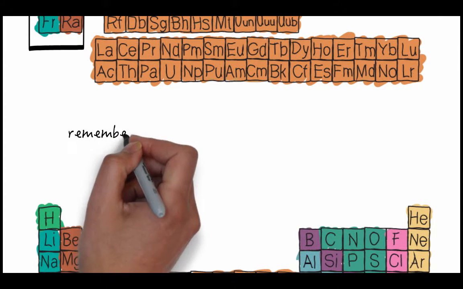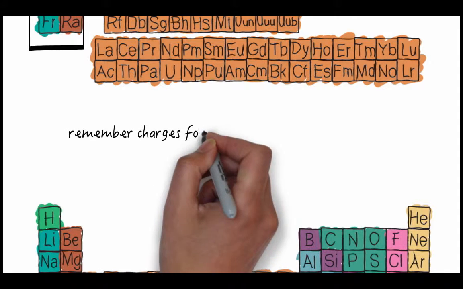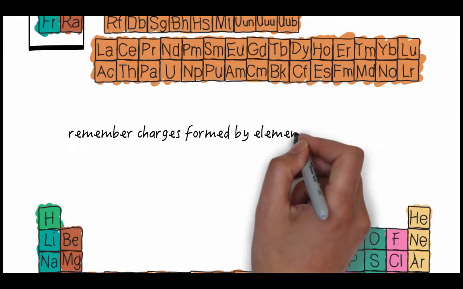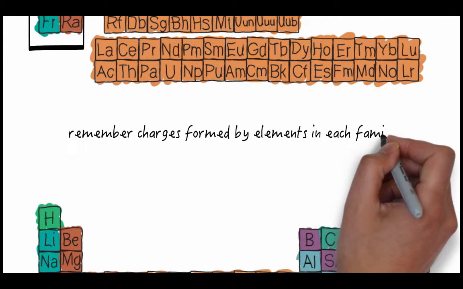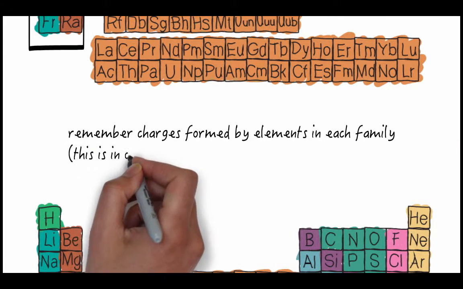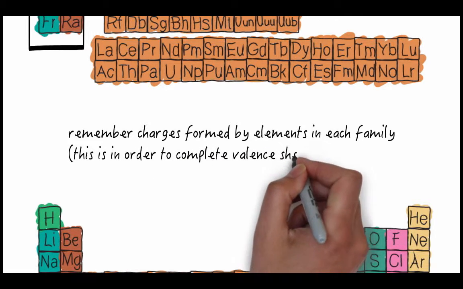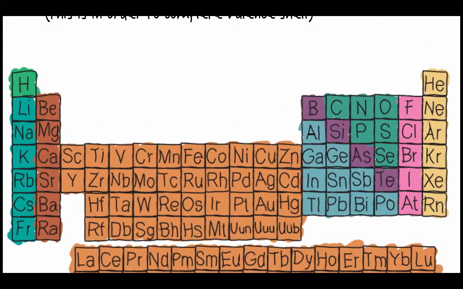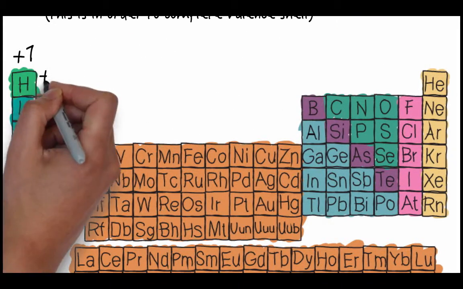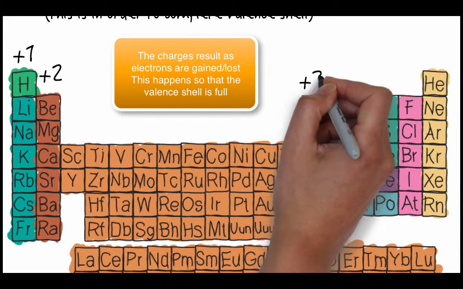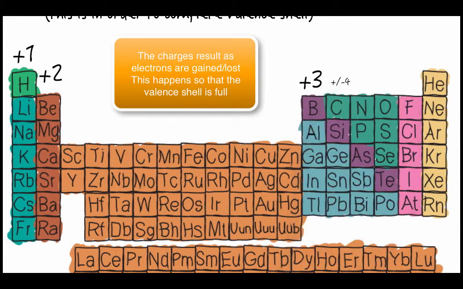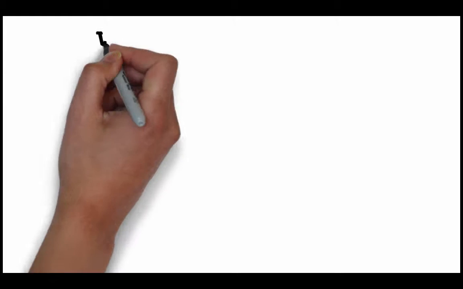Remember, the charges that we form by looking at these elements in the S and the P block, we can find that they're the same in each family. And the reason they do this is because they're going to complete a valence shell. Everything in the first column has 1 valence electron, so it's +1. Everything in the second column is +2, and the third column +3. It's -3 for nitrogen, -2 for the oxygen family, -1 for the fluorine family. And then the ones in the final column don't have a charge because they have a full shell.